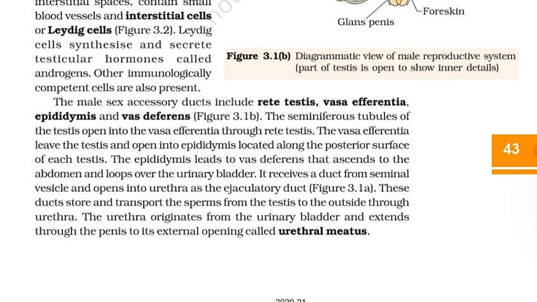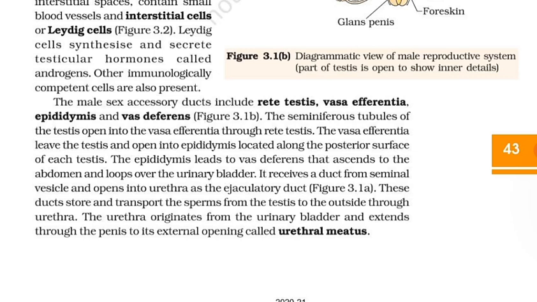The male sex accessory ducts include rete testis, vasa efferentia, epididymis and vas deferens. This is a very important line. Okay, clear. Let me read the four once more: rete testis, vasa efferentia, vas deferens and one more is epididymis.